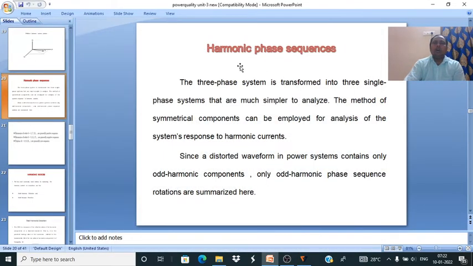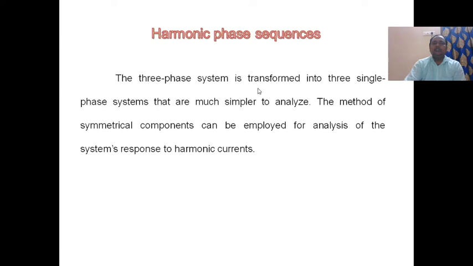So the next topic is harmonic phase sequence. The phase sequence is nothing but RYB. Between every phase there is 120 degrees. The three-phase system is transformed into three single-phase systems that are much simpler to analyze. The method of symmetrical components can be employed for analysis of the system response to harmonic current.